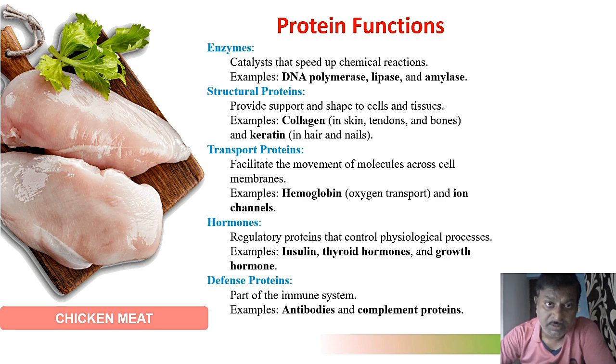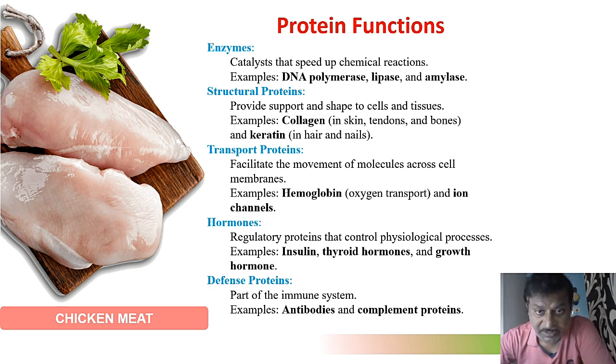As I told you, enzymes are one such kind of protein. What is the importance and function of these enzymes? They catalyze metabolic reactions or any chemical reaction, increasing the speed of chemical reactions. Examples are DNA polymerase, lipase, and amylase. These are all enzymes. Structural proteins provide support and shape to the cells and tissues. Collagen, for example, is present in our skin, tendons and bones. Keratin is our hair and nail protein.